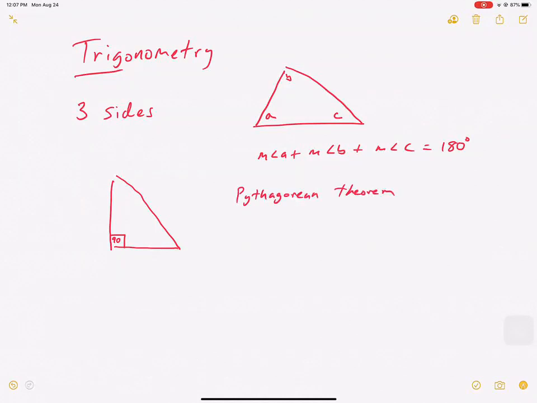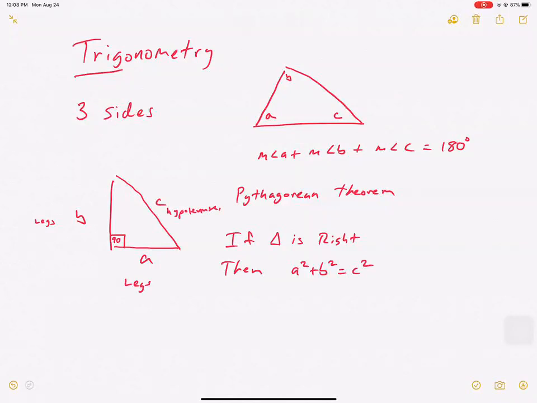And the Pythagorean theorem is this condition that says if this is a right triangle, then the sides are related by this formula. So if the triangle is right, then this is true: A squared plus B squared equals C squared, where A and B are what we call the legs of the triangle, and C is what we call the hypotenuse.